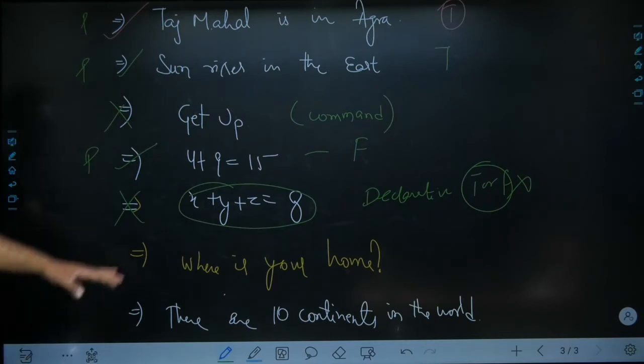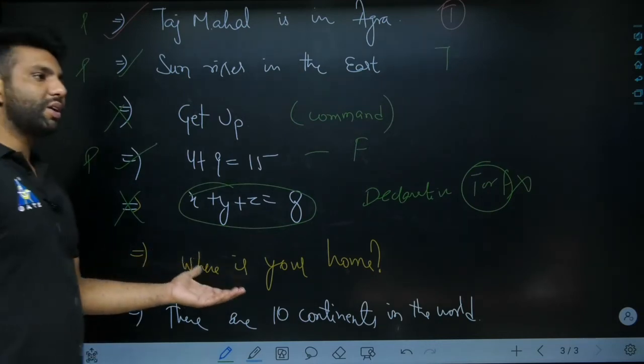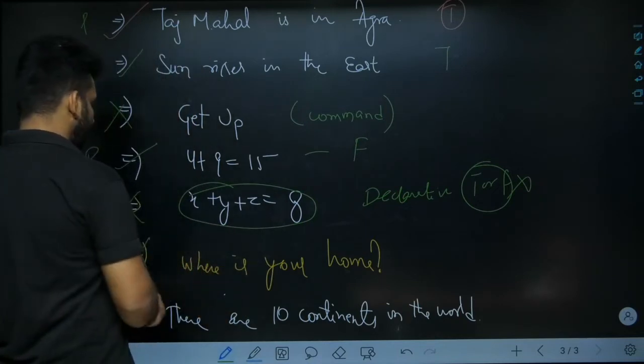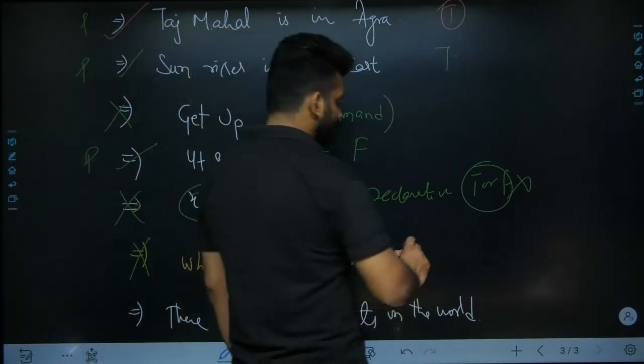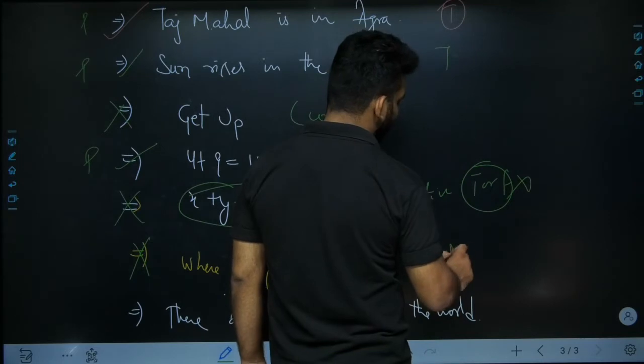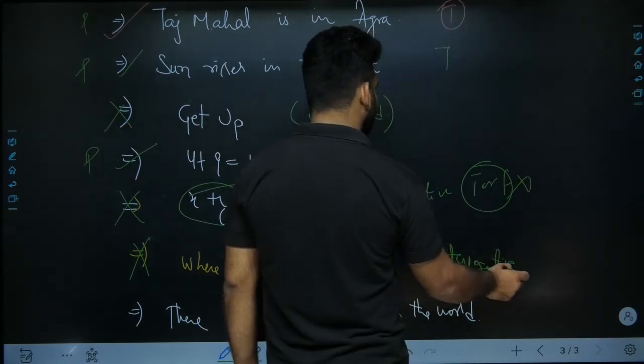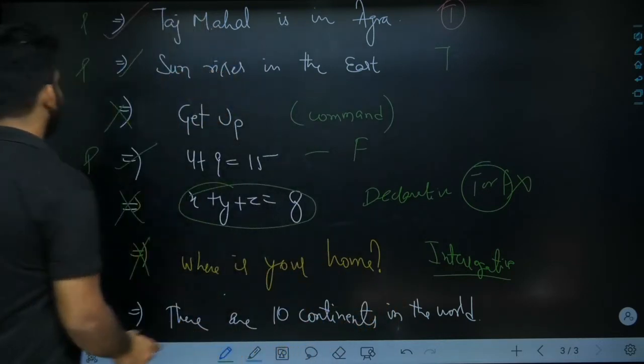What about this one? Where is your home? Again, this is not a declarative. It is an interrogative sentence. You are asking something. You are not declaring anything. So this is also not a proposition.